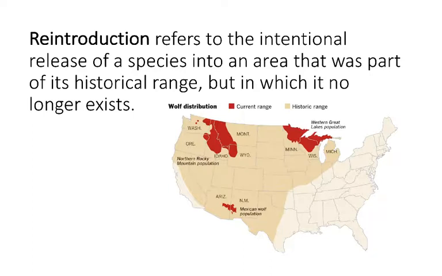So this is a graphic from the LA Times, I believe, for distribution of wolf. In red here is the current range, which is relatively limited, but in the tan color is their historic range, which was historically much, much wider. So reintroduction would be intentionally moving individuals into some of this historic range to move them to where they used to be.